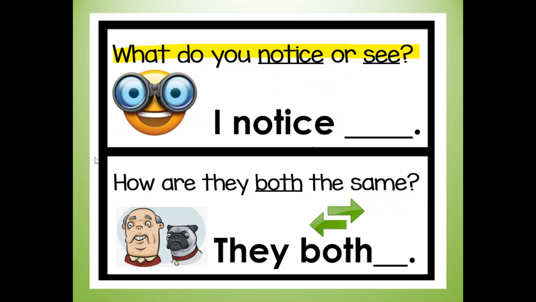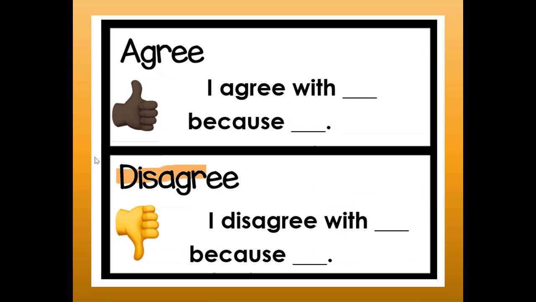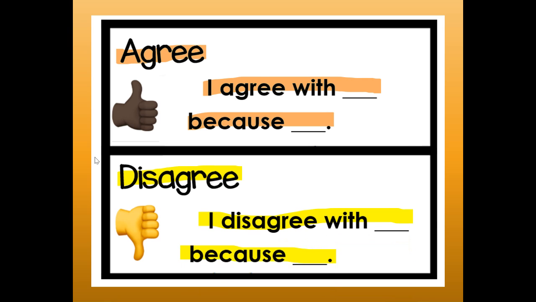I will ask you these 2 questions. What do you notice or see? And you're going to say, I notice. And then, how are they both the same? And you're going to say, they both. You may agree with me or your partner and say, I agree with you because, and tell me why. Or you may disagree and you can say, I disagree with you because, and tell me why.